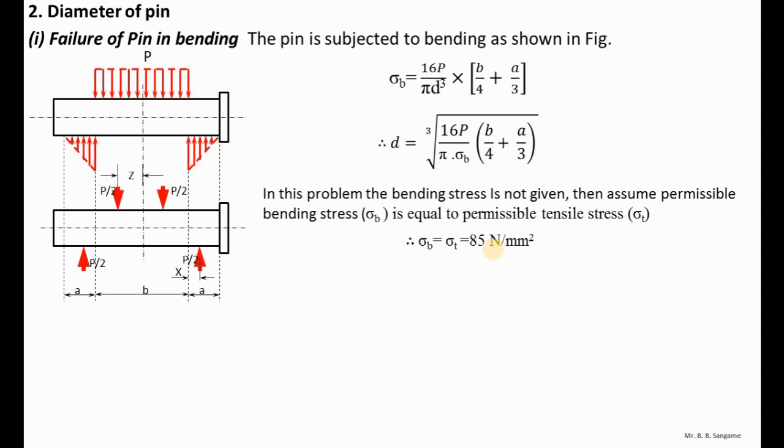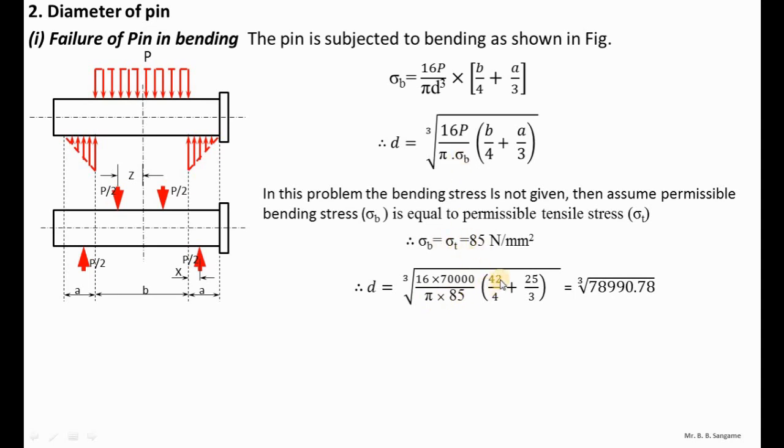So I'm going to put the value of sigma B in this equation. I have the value of P and I have the values of B and A, which were calculated in the previous slide according to the empirical relation. So let us put the values of P, B, A and sigma B in the equation. So 16 into cube root of 16 into 70,000, which is the applied force, divided by pi into 85. 85 is the permissible bending stress.